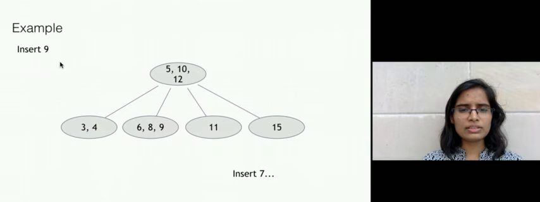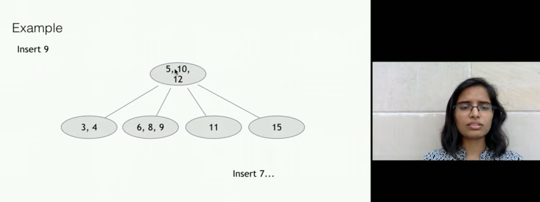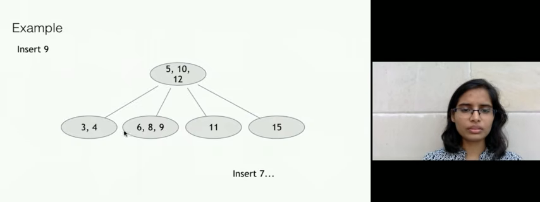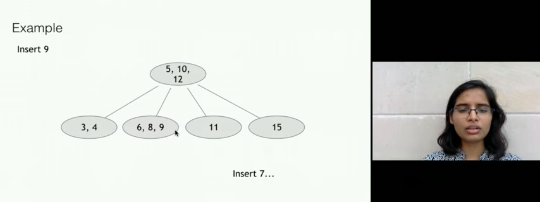Now when we insert 9, 9 is greater than 5, but now we move to 10, 9 is less than 10. So the second subtree will contain the value 9. We move down the second subtree and add the value 9 to it. Now we have 3 values in this node, and we are fine with it. All the properties of the 2-4 tree are satisfied.